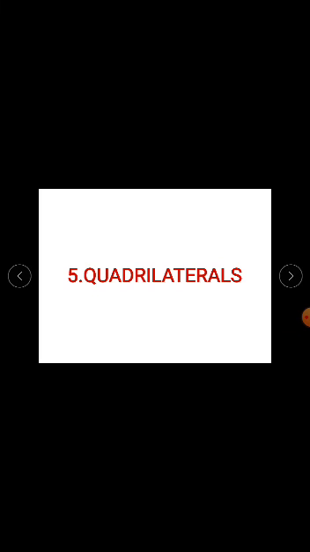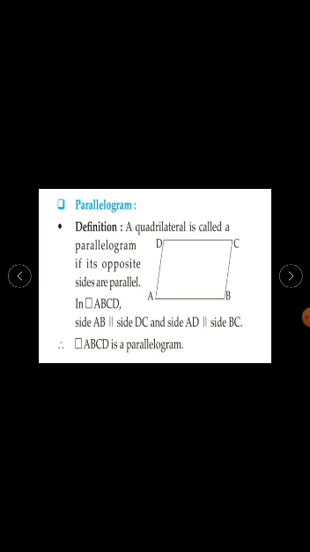Some different types of quadrilaterals are square, rectangle, parallelogram, rhombus, trapezium, etc. In this chapter, you will learn how a rectangle, a rhombus and a square are parallelograms. Let us start our study from parallelogram. So our first topic is parallelogram.